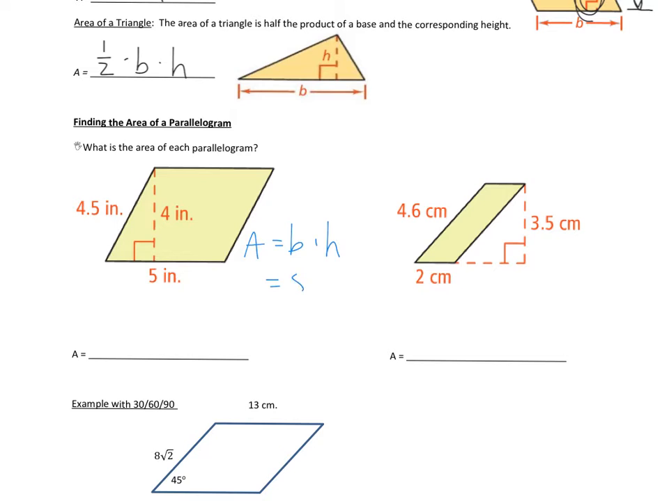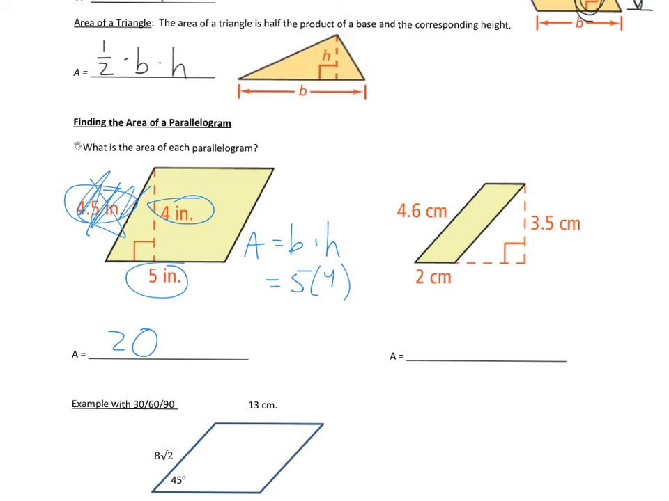The base here is 5. That's pretty obvious. The question you have to ask yourself is, which of these is the height? Is the height 4 or is the height 4.5? And based on everything I told you, the height should be 4. So the answer here is 5 times 4, which is 20.